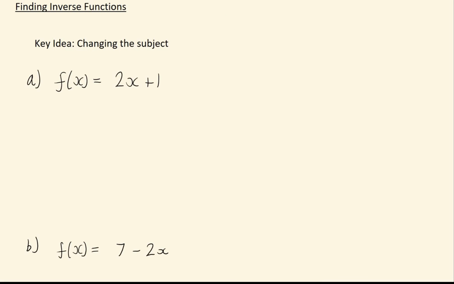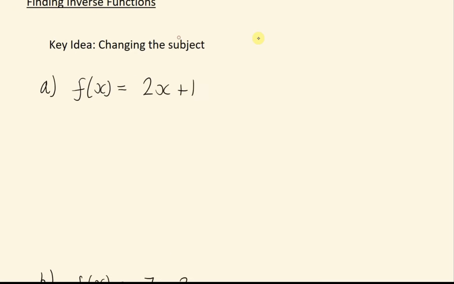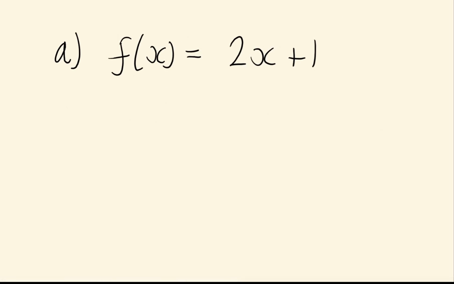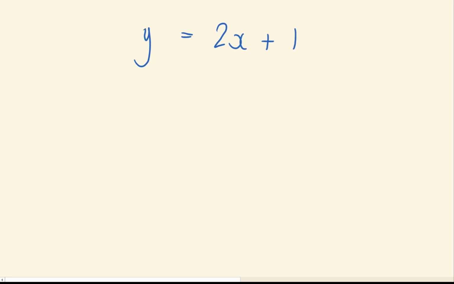Next step is finding inverse functions. So the idea behind this is you are just changing the subject of a formula. That's the way you want to think about how to do it. So let's start with this simple example. First step, we replace f of x with y. Let's just make it look a bit nicer. That doesn't really change anything. What we're going to do is change the subject. We're going to try and get x by itself.